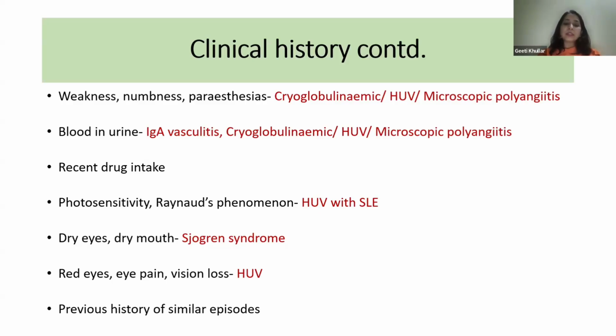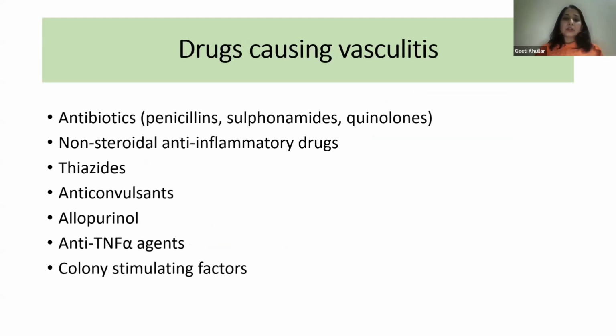And you have to know whether it is the first episode or whether these are recurrent episodes. Because as I mentioned, if a patient has recurrent episodes, it usually suggests that there's some underlying involvement in the form of any CTD or any malignancy, which we are probably missing, and the patient needs to be investigated. Now, this is the list of drugs.